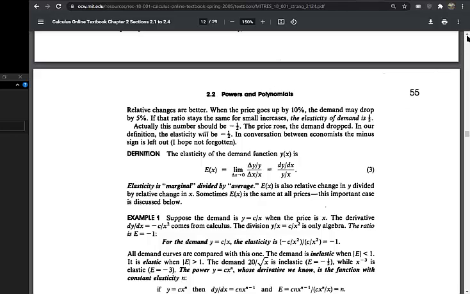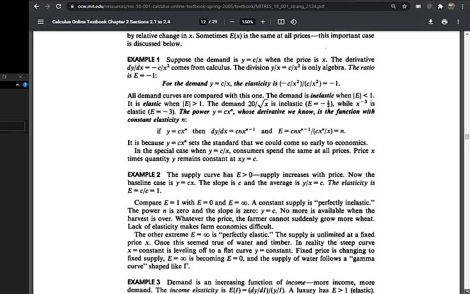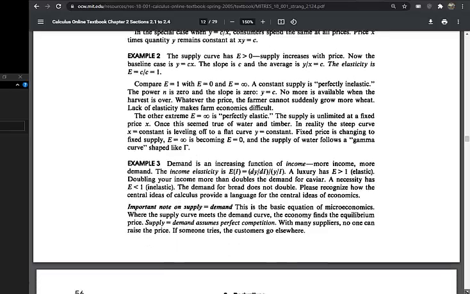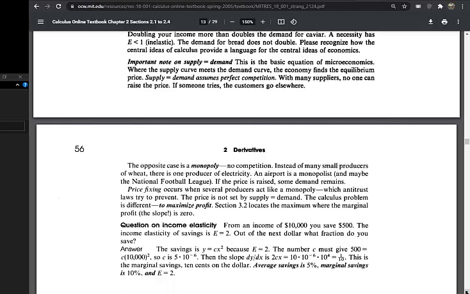So the lower the elasticity, the less sensitive the quantity is to the price. So for instance, if I have an elasticity of 0, that's a flat curve. No matter what the price is, the demand is the same. If I have an elasticity that's very high, then you can see that the relative slope is very, very high.